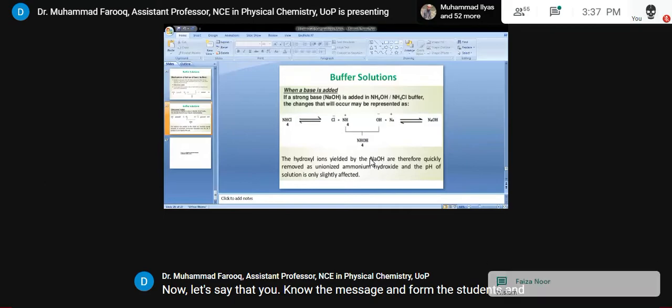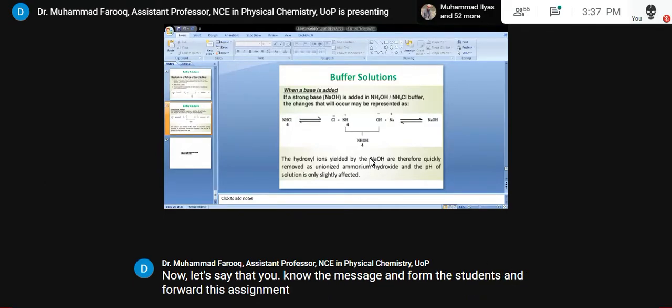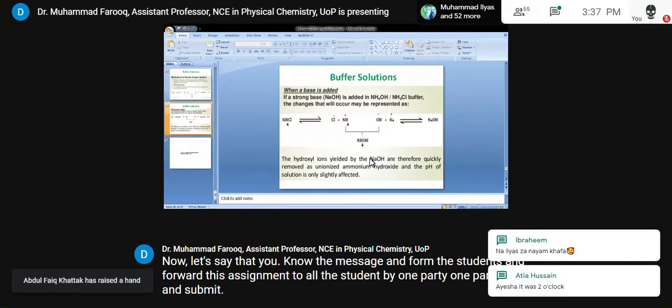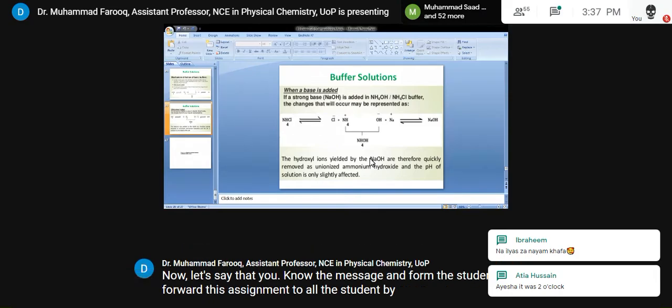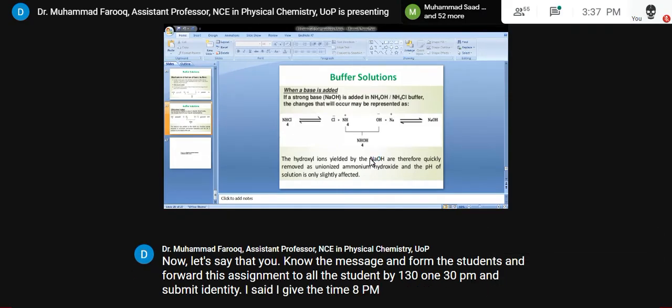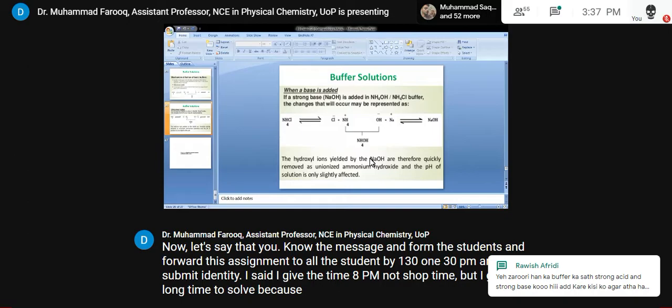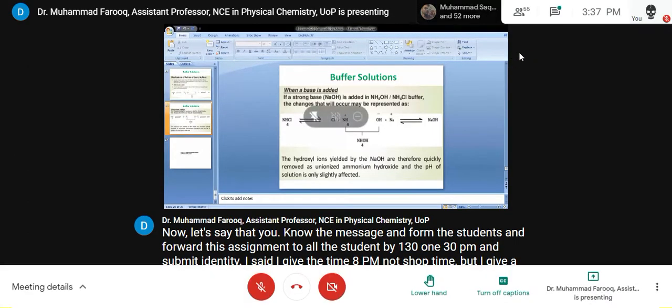Inform the students and forward this assignment to all the students by 1:30 p.m. and submit. And then I gave the time of 8 p.m., not a sharp time, but I gave a long time to solve because this assignment can be solved in 1:30 minutes also. I know.